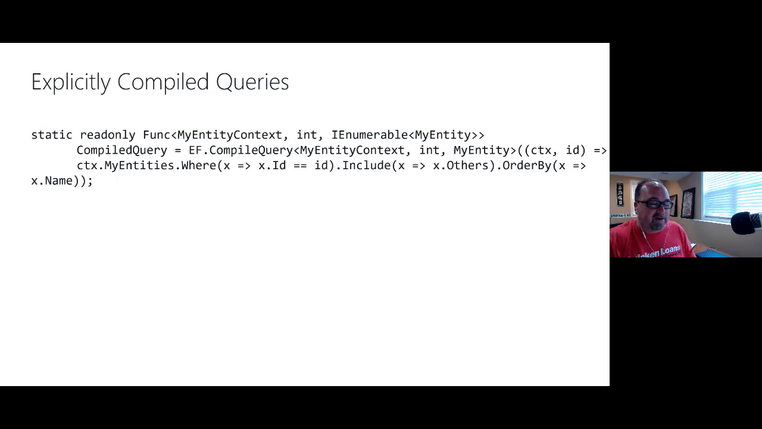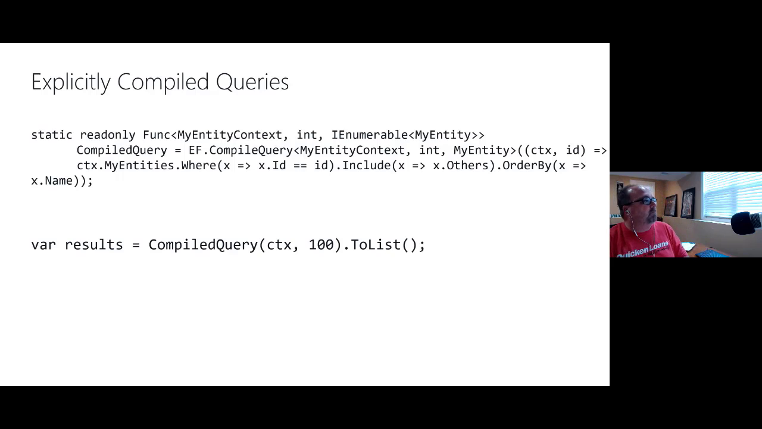We can compile a LINQ statement ahead of time, so we don't have to compile it each time we run it. It's kind of like, imagine we are JITting it once, storing it in a function pointer, and then being able to run it over and over again.